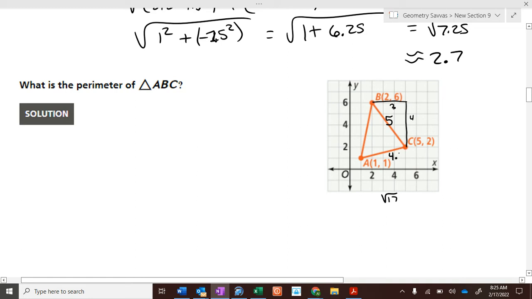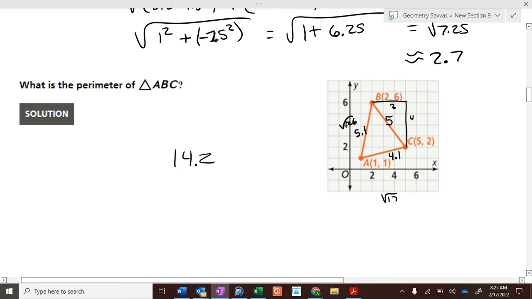About 4.1. And then from A to B, you go over 1 and up 5. 1 squared is 1. 5 squared is 25. So it's the square root of 26. I bet that's about 5.1, right? So 5.1 plus 4.1 plus 5 is about 14.2.